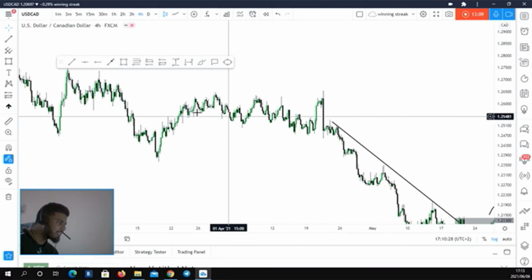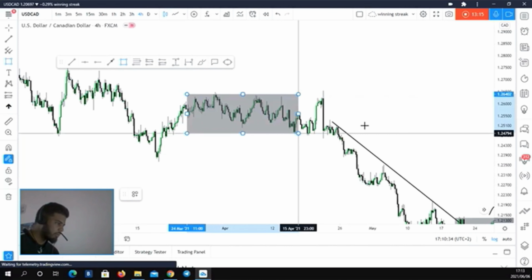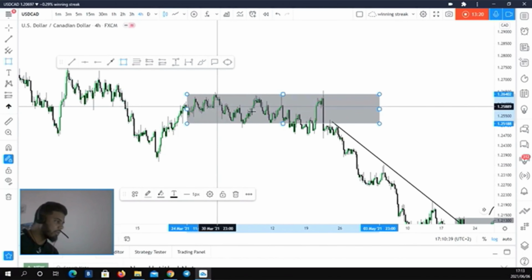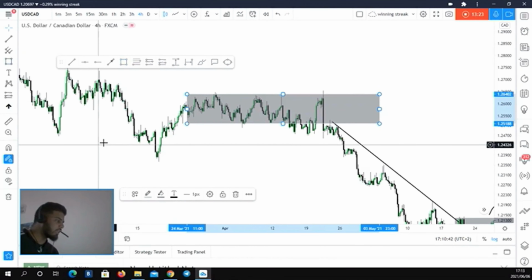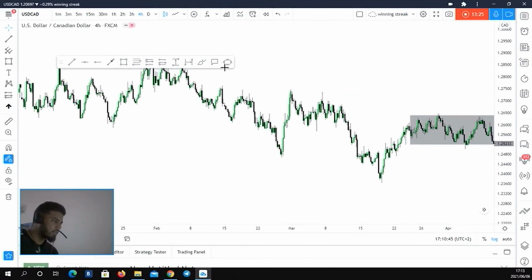Now, is this a tradable market here? No. This is a very bad pair, I think. I don't like USD CAD. Sorry for the people that are trading this, but look at this. Is that tradable? No, this is a range. I'm not involved in this market. Look at this, another range over here. That market is ranging here.